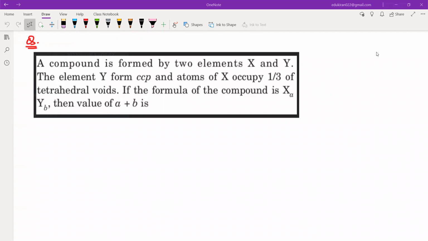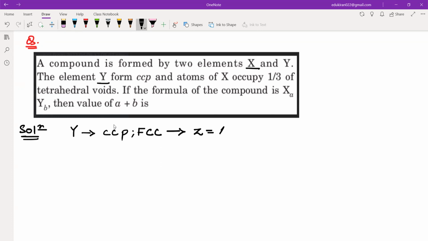Okay, guys, tell me. Leave your pens and tell me. We have two types of element, X atoms and Y atoms. So how do we do this type of question? First of all, we choose one atom. Let us choose Y here. Y is forming CCP. Now, when it is forming some kind of packing, we take the Z of the unit cell for it. The unit cell of CCP is face centered cubic, and the Z of FCC is 4.